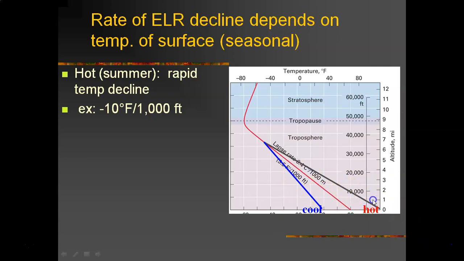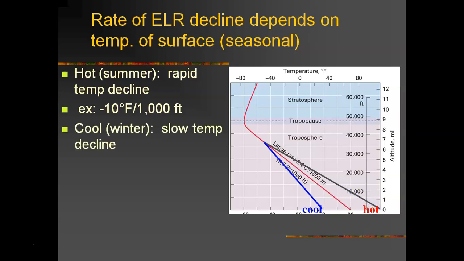We're just going to use a nice, easy, rounded-off number because I'm going to use an example of when convection can't happen and when it can. We're going to be using the environmental lapse rate in summertime, and we're going to use this typical rate of 10-degree temperature decline for every 1,000 feet in summertime.